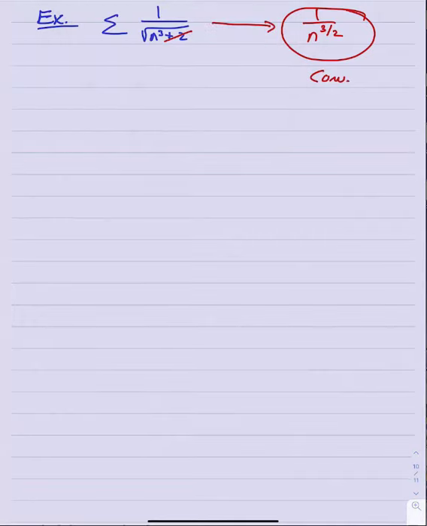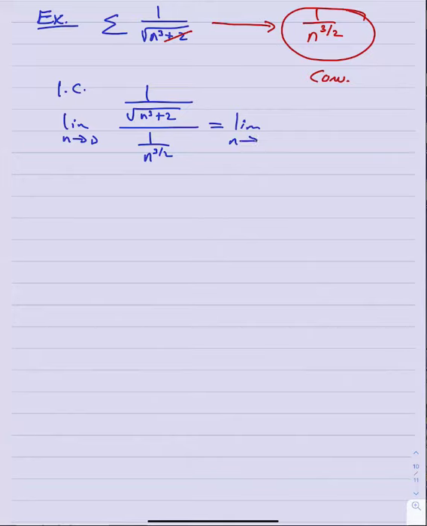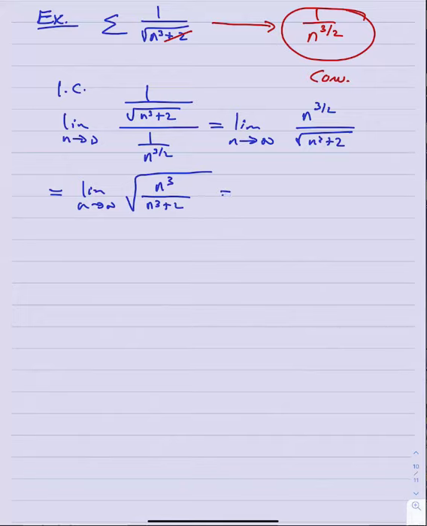Of course, limit comparison would be easy. Just run through that again: it would be 1 over the square root of (n cubed plus 2), over 1 over n to the 3 halves. Make sure you don't fudge with the steps here. That would be the limit as n goes to infinity of n to the 3 halves over the square root of (n cubed plus 2), which is the limit as n goes to infinity of the square root of n cubed over (n cubed plus 2), which is definitely the square root of the limit as n goes to infinity of n cubed over (n cubed plus 2). And I know that limit under that square root is 1.